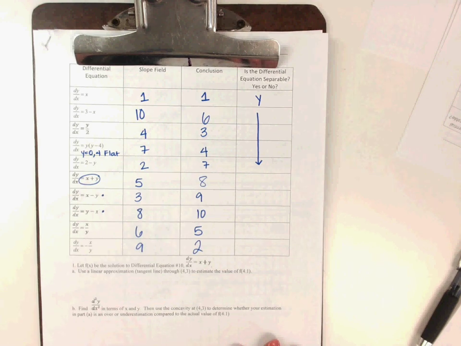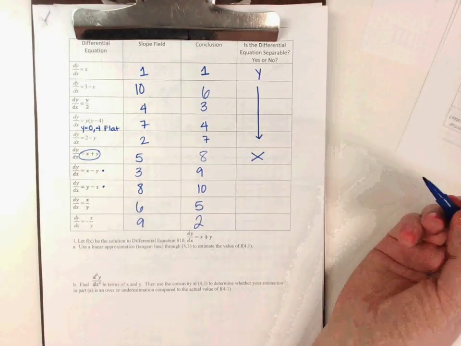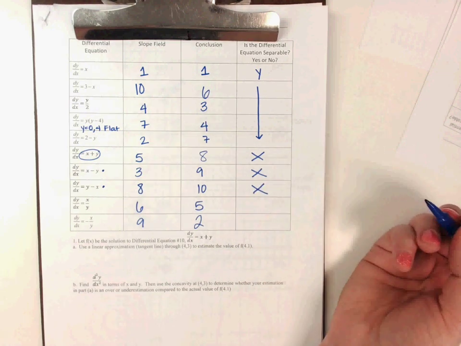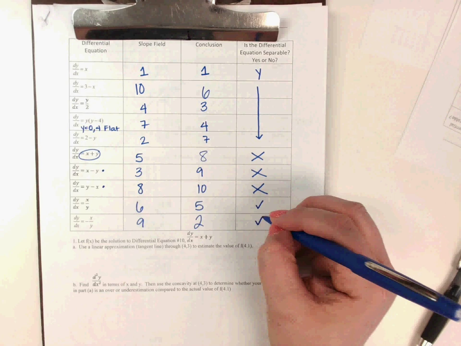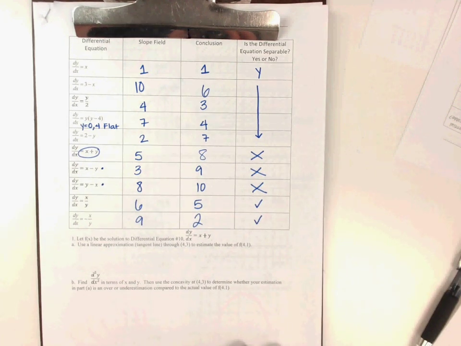Okay, all of the top ones are basically separable because they have only X or only Y. What about X plus Y? What about X minus Y? Y minus X? X divided by Y? Yes. What about negative X divided by Y? Yes. Okay. Wait, why is 3 minus X separable?